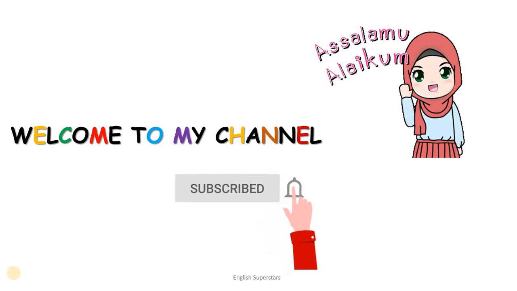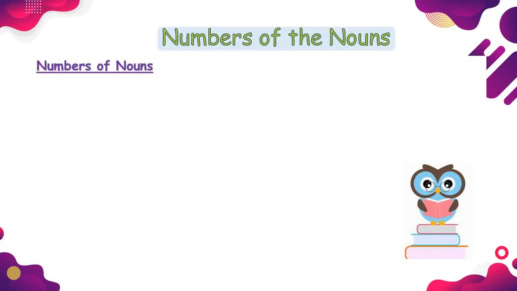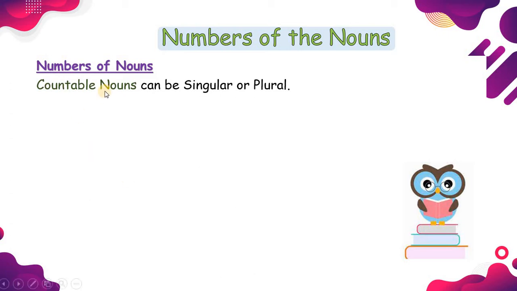So on a lot of requests from you all, I have decided to start numbers of the nouns today. Now what are numbers? It's singular or plural. Countable nouns can be singular or plurals. Now we can count them. For example, one is singular or more than one is plural.